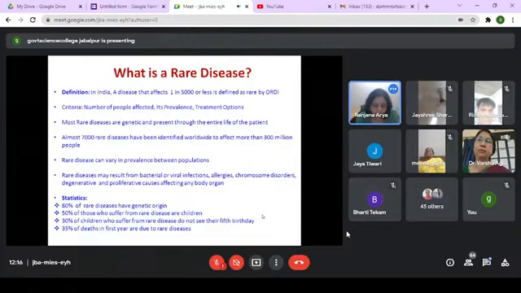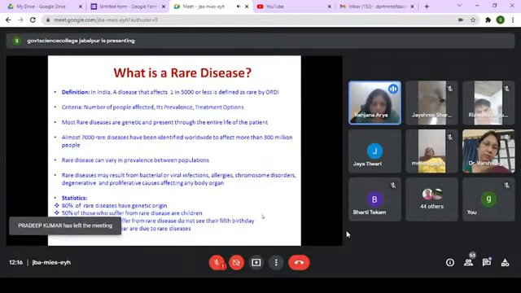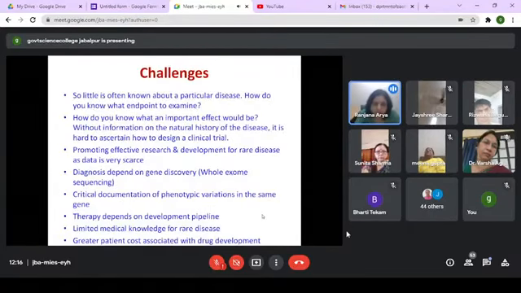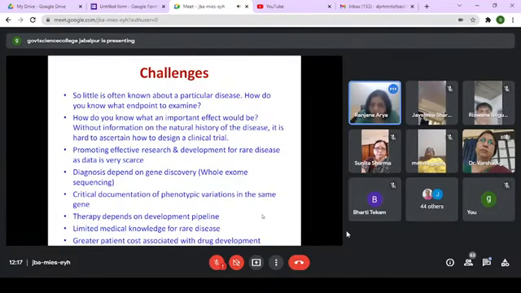So in part, because the genetic cause of at least 1/3 of the rare diseases is not yet discovered, we do not know the genetic cause, that it is very difficult to hit upon the treatment options. So next slide, please. So when we are looking at the challenges, when we are trying to understand these research and the drug development, the problem is that we have very, very little information about a particular disease. So how do you know what the endpoint to examine?